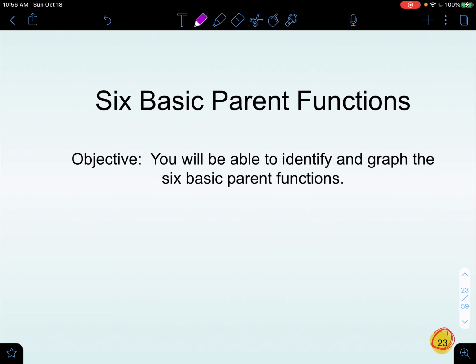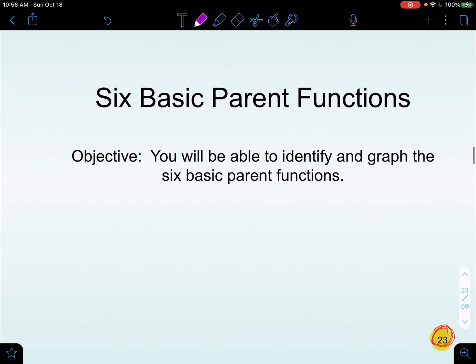Today we are going to be talking about the 6 basic parent functions. Your objective today is that you will be able to identify and graph the 6 basic parent functions. Your notes today are going to start on slide 23, which is probably going to be a little bit before the slides you were working on yesterday or previously.